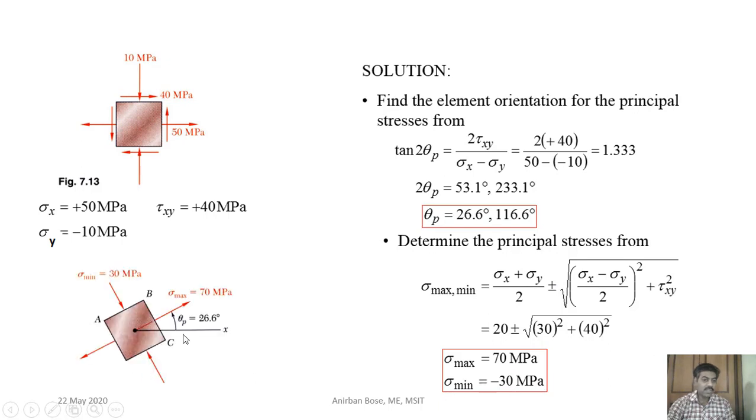You see on the plane, here you can see 26.6. So with respect to the x-axis, if you move by 26.6 degrees in the anti-clockwise direction, then you will get one principal plane. And if you move by 116.6, you will get another principal plane. So here it is 70 megapascal, and here it is 30 megapascal, but compressive in nature. That is why negative.